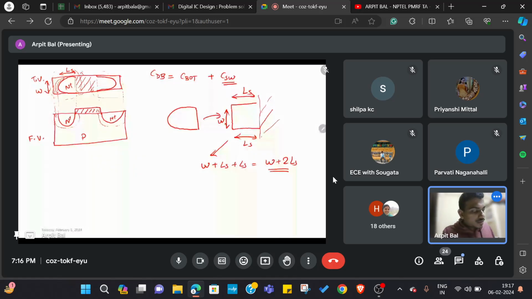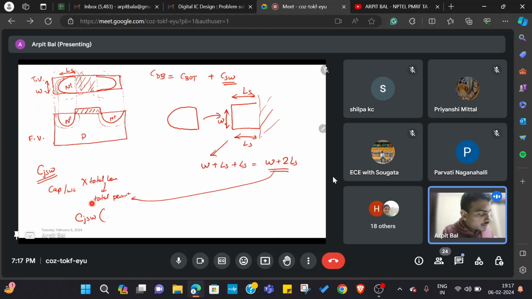Okay, now let me define a quantity called CJSW, which tells us the capacitance per unit length. So if CJSW is my capacitance per unit length, my total capacitance will be capacitance per unit length into the total length, or the total perimeter, right? And I know my perimeter is W plus 2LS. So I have CJSW into W plus 2LS.